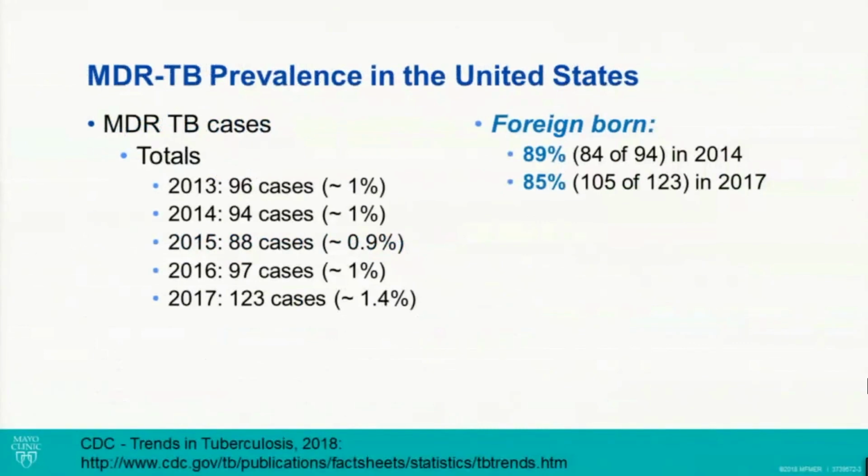As talked about earlier today, roughly there's about 9,100 cases of active TB in the US diagnosed annually.